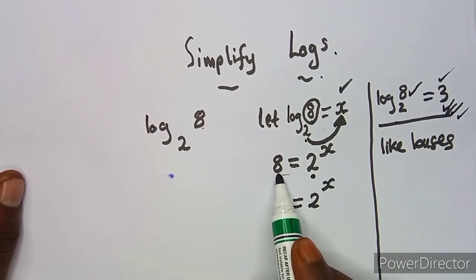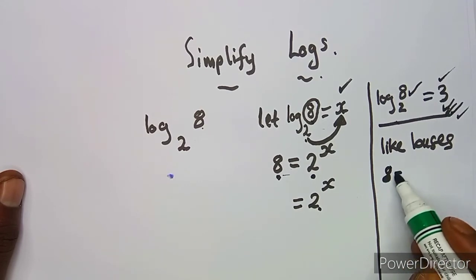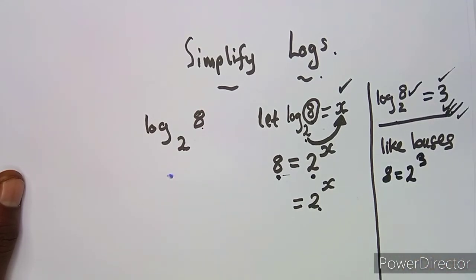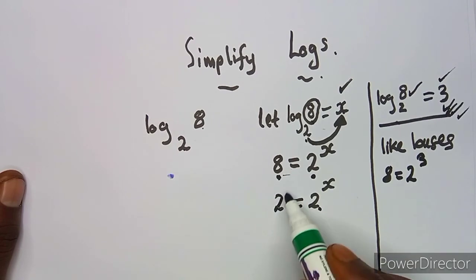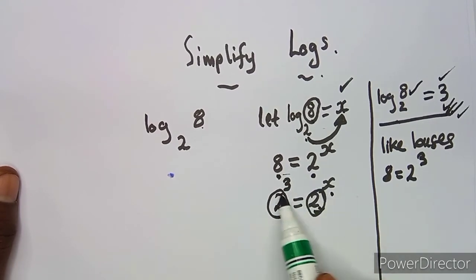But I can write this 8 in terms of base 2. So 8 is the same as 2 to the exponent of 3, from your calculator. So this is 2 to the exponent of 3. As you can see, this base here and this base here are the same. So therefore, the exponents are the same.